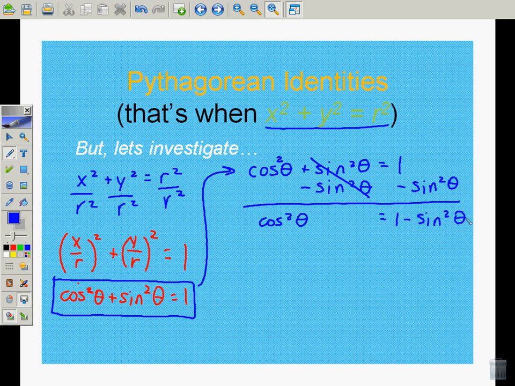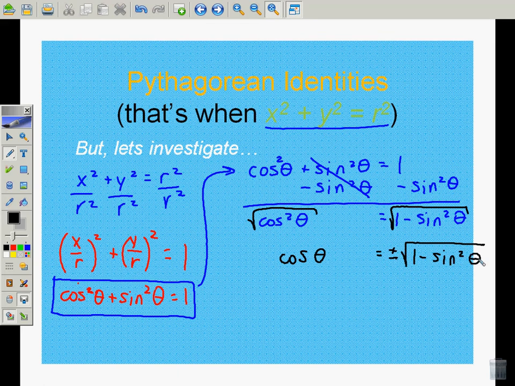Okay? I don't want cosine squared theta. I want something a little bit more usable. So what I'm going to do is I'm going to take the square root of this side and the square root of this side in order to give me cosine theta is equal to plus or minus, because remember, anytime I've got a square root, the negative squared is the same as the positive squared. So I've got the square root of 1 minus sine squared theta. Okay? You see how that works? And so this is another one of our trig identities.